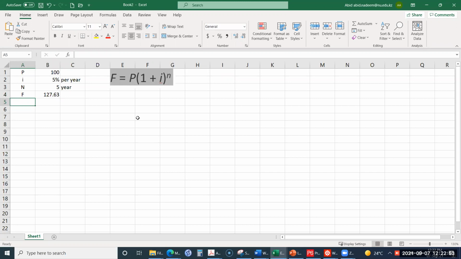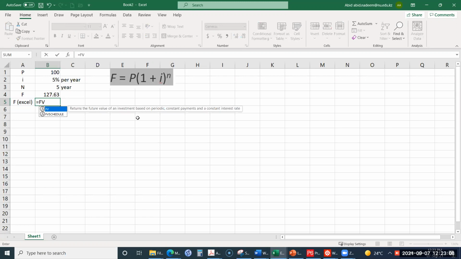So the same answer I can get from the inbuilt function from Excel. For this, I will use a function which is named FV. FV, okay. I will need to give the value of the rate. Rate is 5%. And then I will give the value of N, the number of periods. So number of periods is 5.